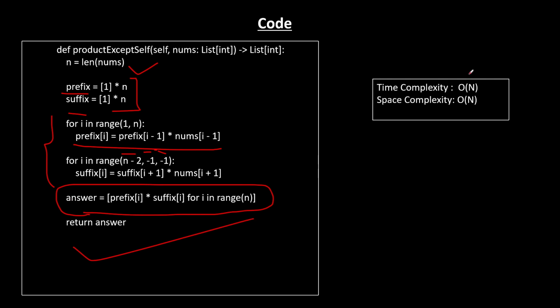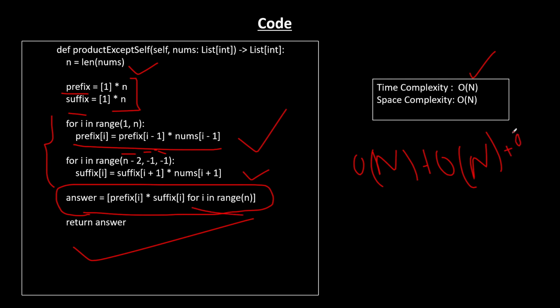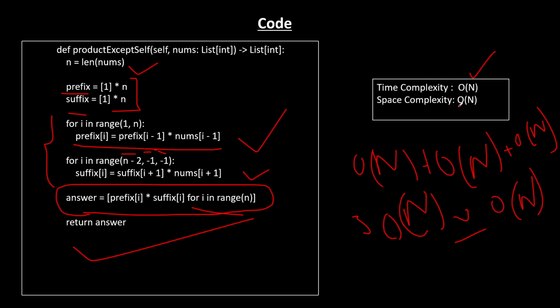Now the time complexity is O of n, but if you break it down, it is basically O of n plus O of n because you're looping two values here. And if you consider this value also, then it is O of n again, which comes out to be 3 O of n, which is O of n itself. And the space complexity is O of n.